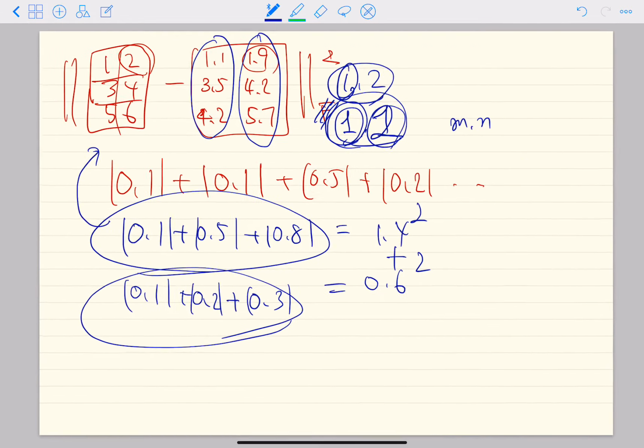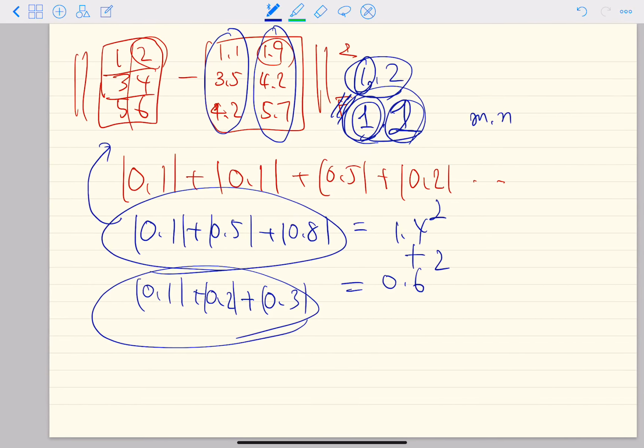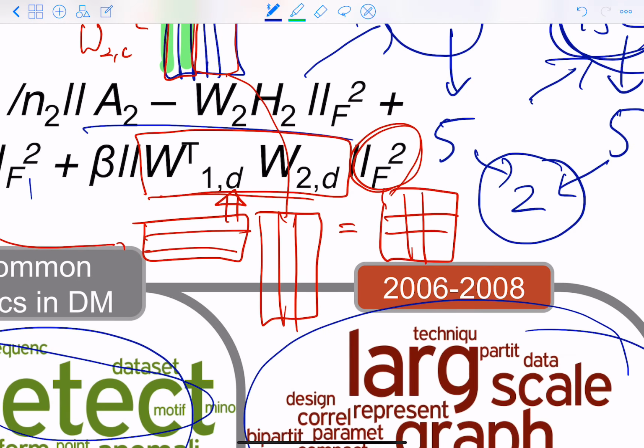Okay, but anyways, I'm not sure if I used the Frobenius norm or the 1-1 norm, but the 1-1 norm is another possible choice.